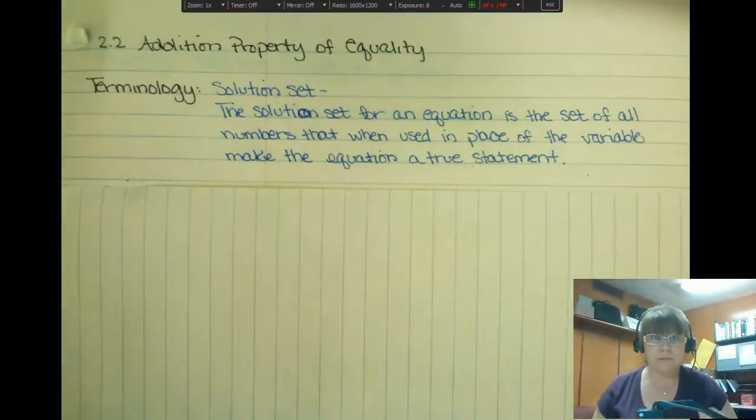So I want to cover some terminology first. The first one is solution set. The solution set for an equation is the set of all numbers that, when you use them in place of the variable, make the equation a true statement. So in essence, it gives us the correct answer.